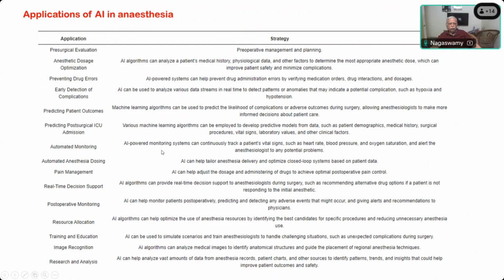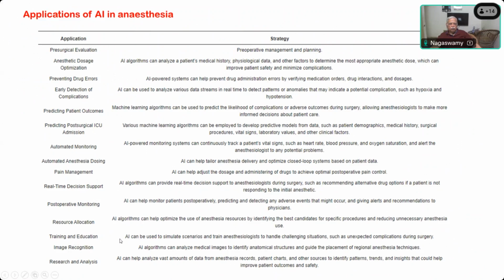Automated monitoring relieves you of the tedium of looking at the monitor all the time. Automated anesthesia dosing, just like your TIVA and PCA. Pain management, analgesia dosage. Real-time decision support can also be done in case of crisis. Post-operative monitoring can also be included. Resource allocation: algorithms help to optimize anesthesia resources. You can make the expenditure come down by using the proper required doses of volatile anesthetic agents or induction agents, so wastage will be reduced.